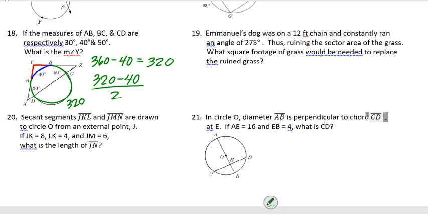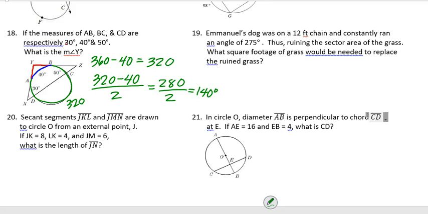So to find that, we're going to do 320 minus 40. And that is 280. And then we're just going to divide that 280 by 2. And that's 140 degrees. So once again, that problem looks really difficult, but it's really not. It's outside arc minus inside arc divided by 2, because we have two tangents at YA and YB.